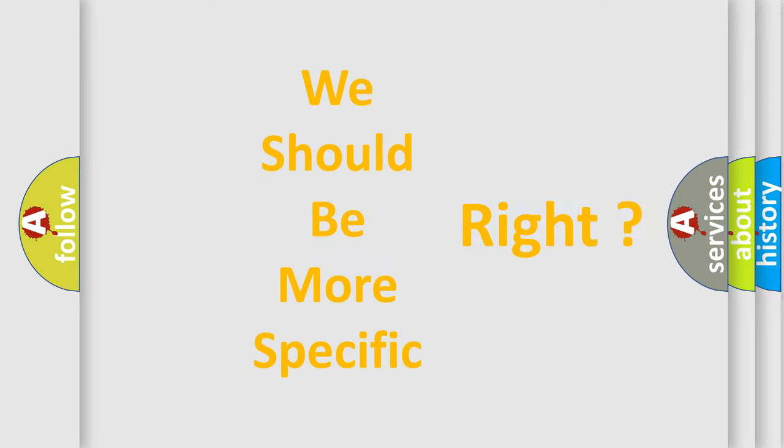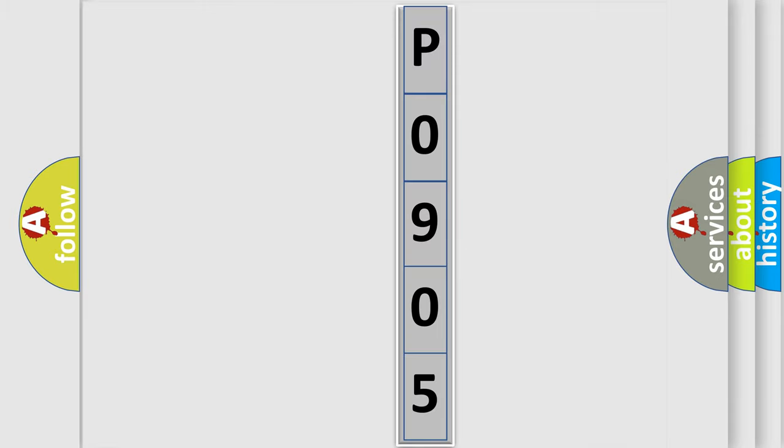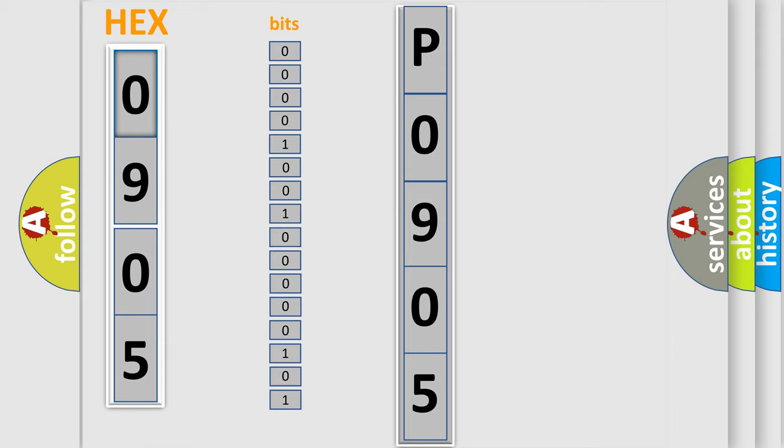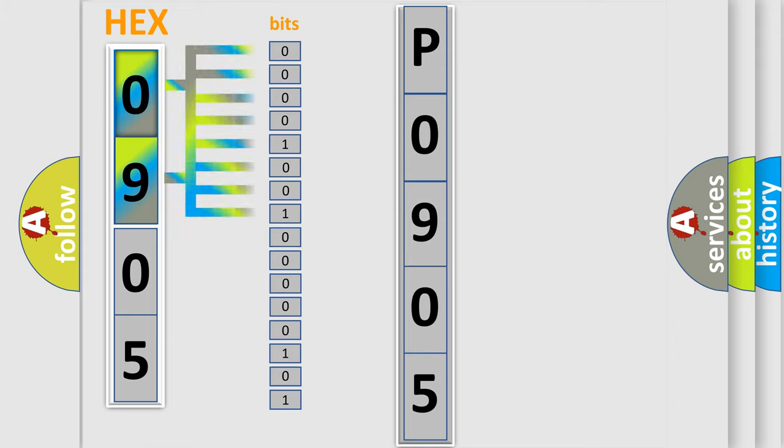The following demonstration will help you look into the world of software for car control units. You can move the video a bit further. The error code is split into two bytes consisting of 16 bits. One bit is the basic unit that each computer works with. The bit has two logical states: 0, low level, 1, high level.